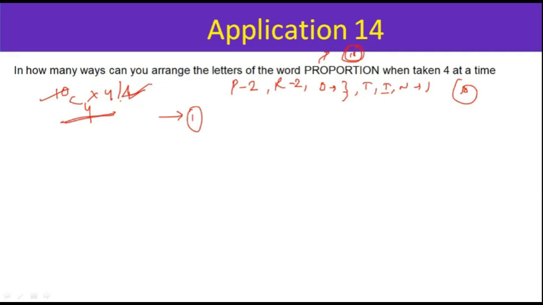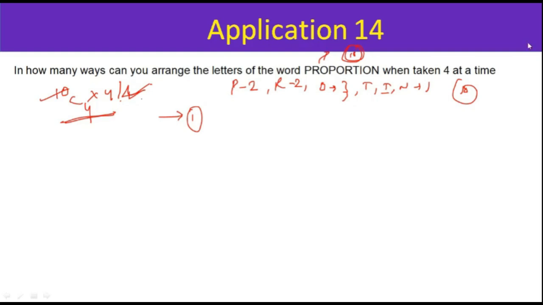Let me ask someone. Okay. Raman, can you answer this? Sir, as we have already taken that if all the 10 alphabets are different, then 10C4 into 4 factorial. So if P is repeated 2 times, R is repeated 2, and O is repeated 3 times, so I have done like this, that 10C4 into 4 factorial by 2 factorial by 2 factorial by 3 factorial.